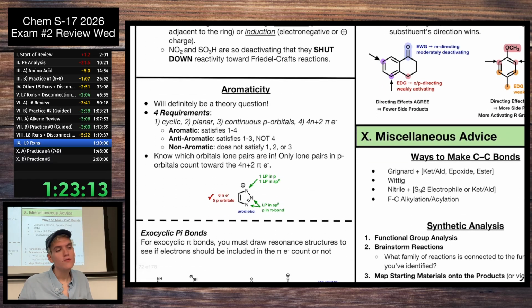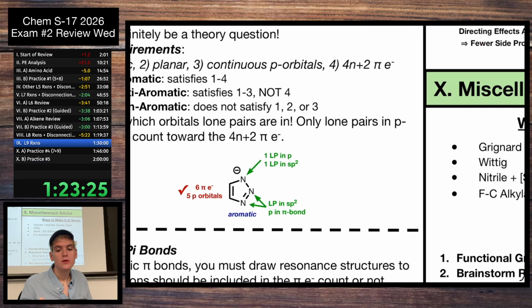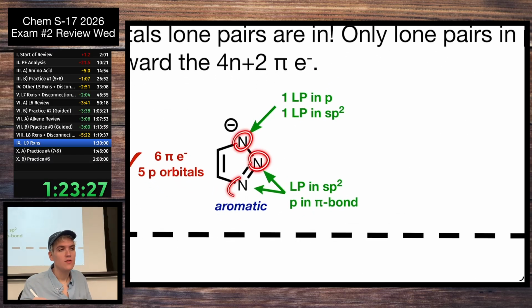Aromaticity, knowing your 4 requirements: cyclic, planar, continuous, and 4n plus 2 pi electrons. For this, you really have to, at a fundamental level, know the hybridization of all of your atoms that you're thinking about, and know each of the orbitals where the electrons are in. So, this top one has 2 lone pairs on it. These have 1 lone pair. This nitrogen has 3 electron domains, so it's sp2 hybridized. It has a single p orbital.